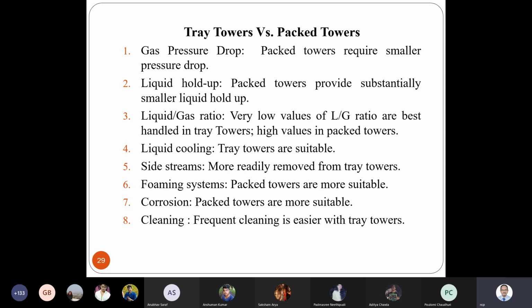So that's all for the gas liquid equipment part. If you have any doubts or queries, you can ask. We'll discuss for just a few minutes. We started late. Any question?